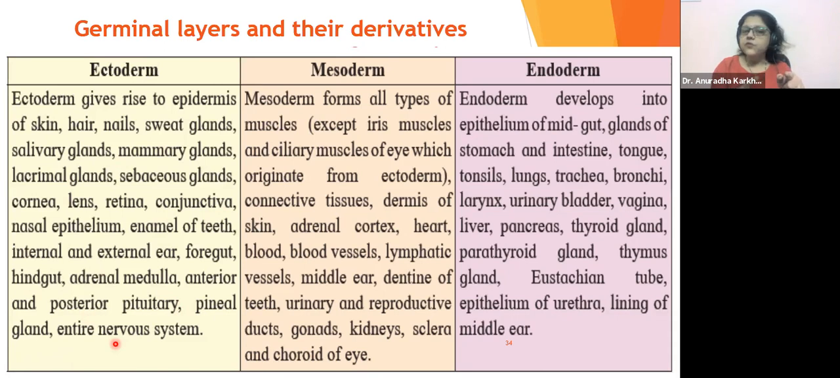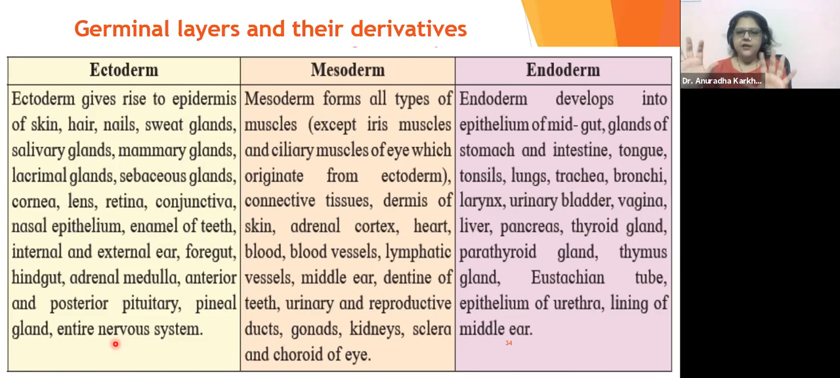Mesoderm is specifically associated with what? Connective tissue, blood, muscles, right? All these are going to be your mesodermal. Dentine is the inside part of the tooth, so mesoderm is in the middle, correct? Middle ear, mesoderm, in the middle. Right? It becomes easy. Okay, and lastly endoderm, majority of the glands, almost all glands are going to be endodermal.